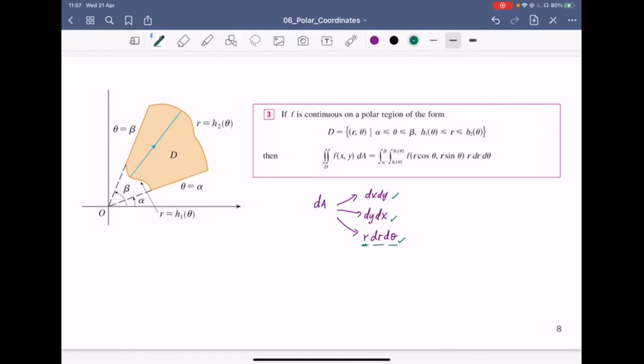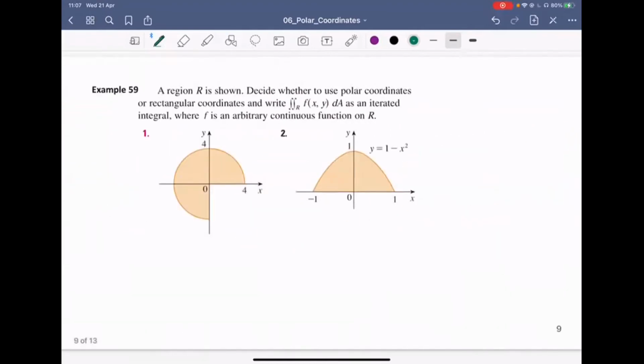All right, so let's see an example. I think once you see an example, you're going to get better. Let's look at example 59. A region R is shown below here. I want you to decide whether to use polar coordinates or rectangular coordinates and write the integral. The first question: do you want to do polar or rectangular? The second one is, can you write the integral as an iterated integral? That means you write the double integral with respect to this region R.